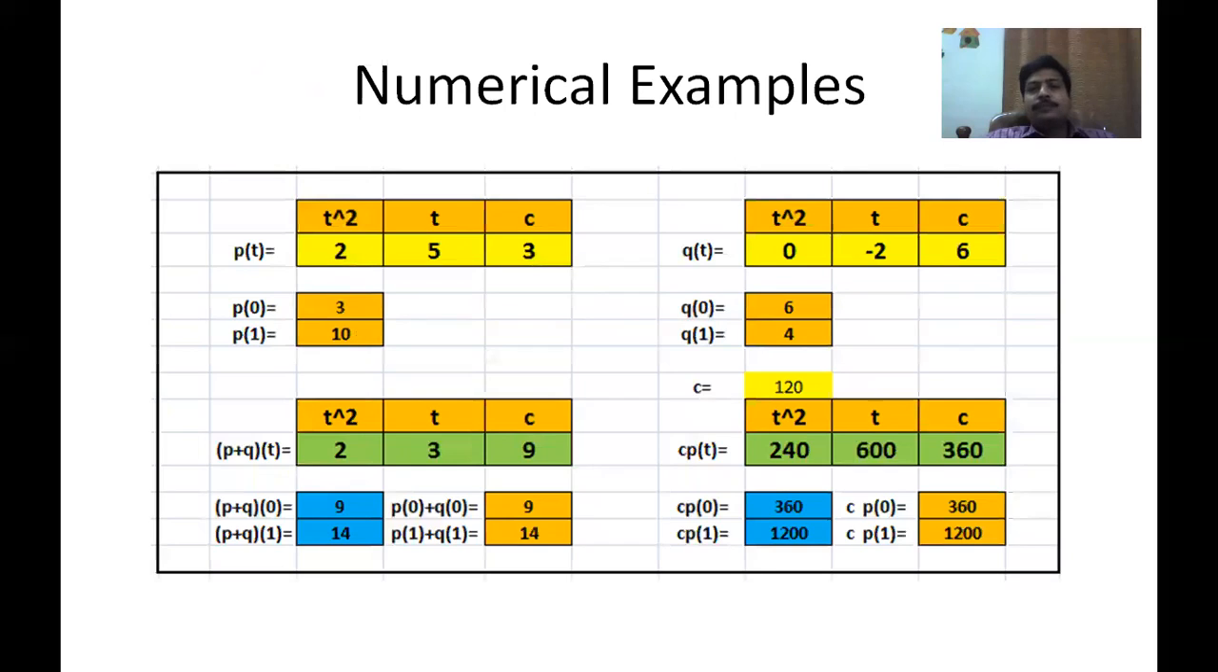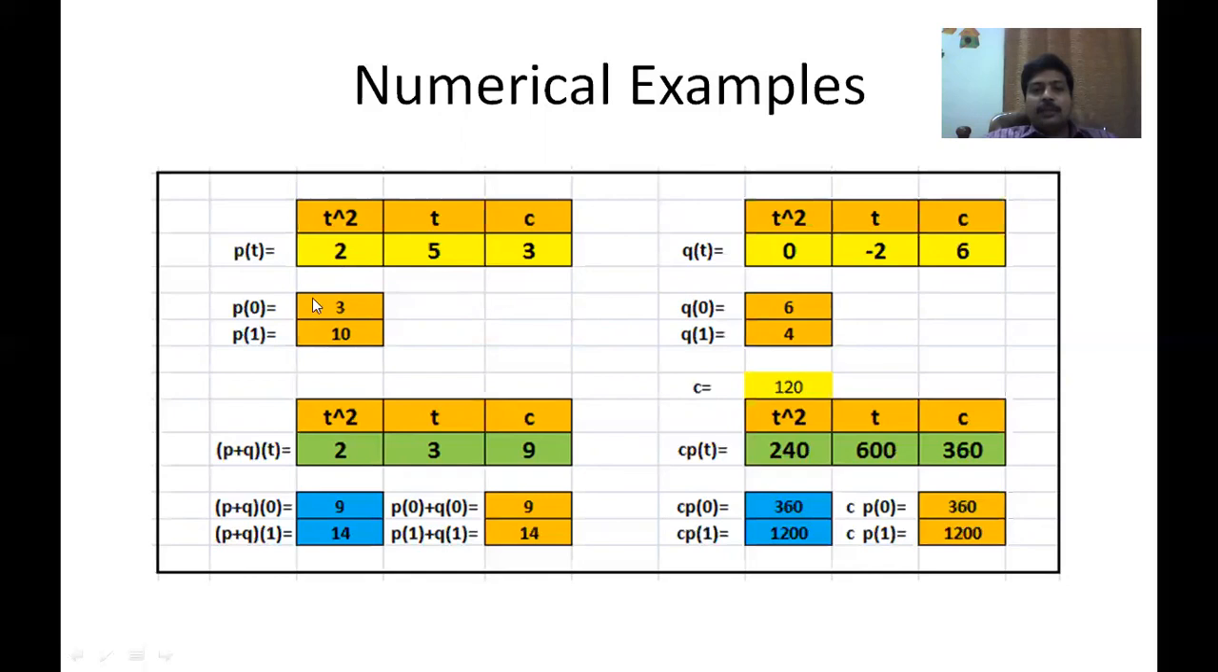So this is the solution. So let us have a look at the numerical examples of this problem. I have taken it from Excel. T square is written like this. This is the polynomial. The first polynomial p of t is 2t square plus 5t plus 3. This is the constant term. I have taken another polynomial, q of t: 0t square minus 2t plus 6.